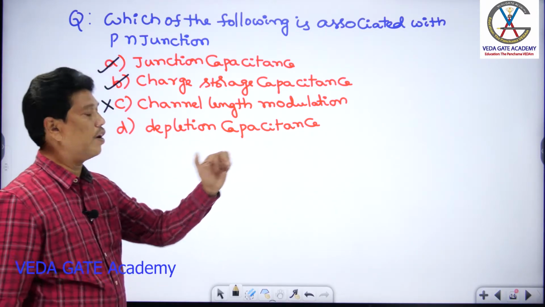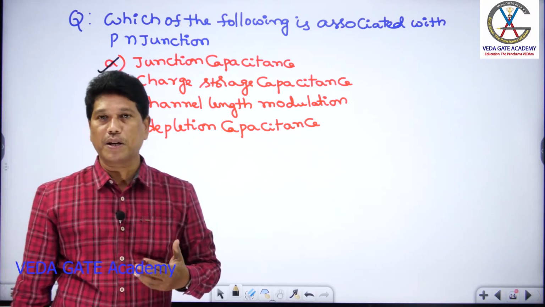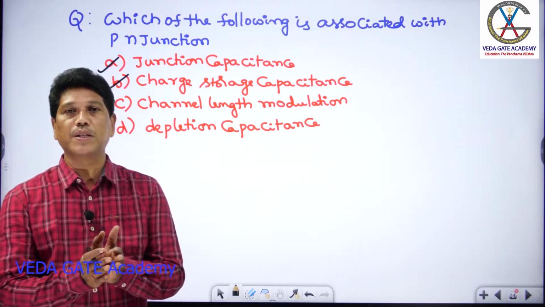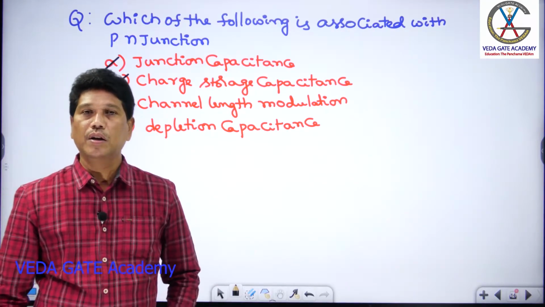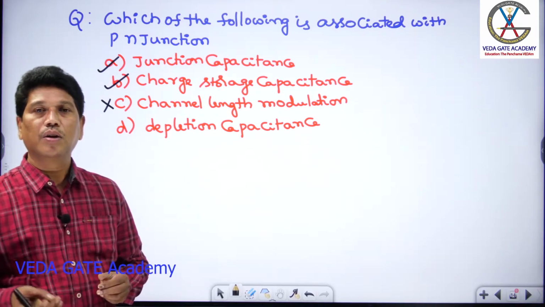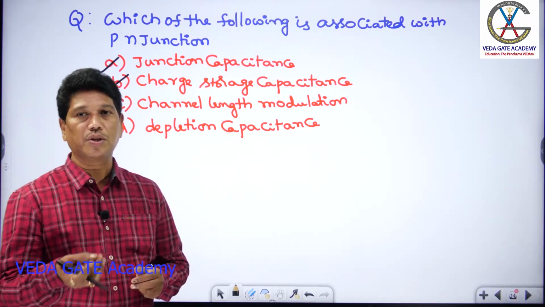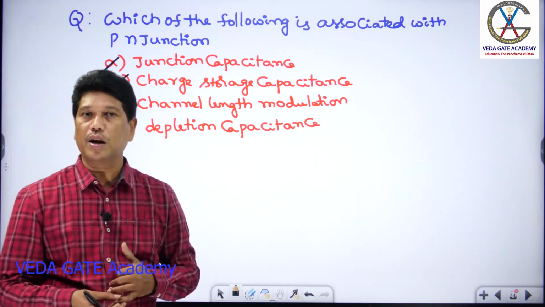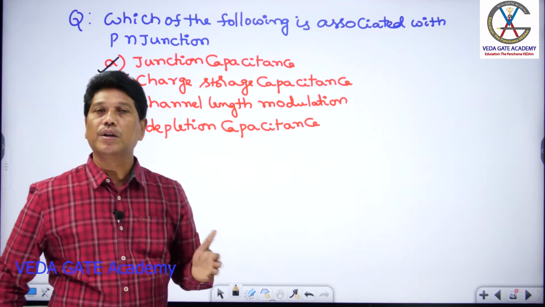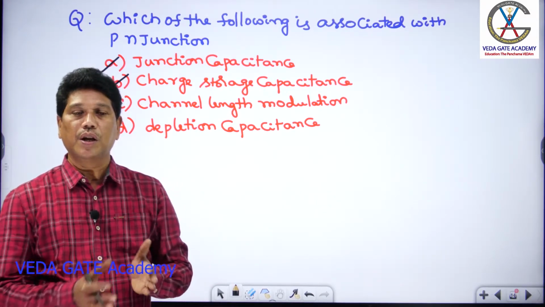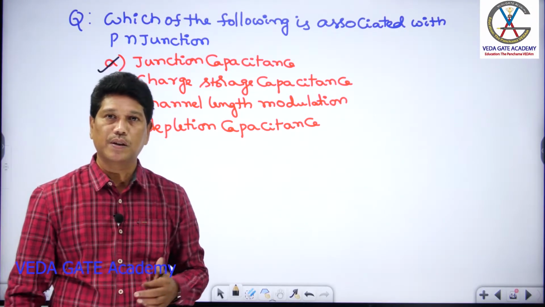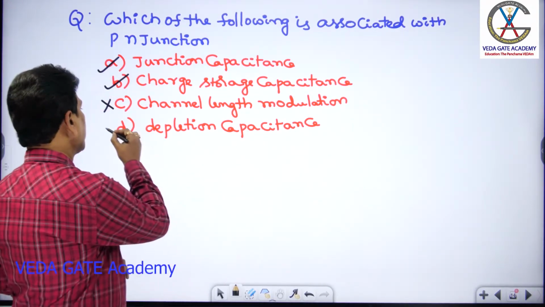Next one, depletion capacitance. It is also the capacitance considered by a PN junction under depletion, meaning removal of carriers from the junction. When the carriers are removed from the junction, that happens in reverse bias. So it is the junction capacitance, that is nothing but a depletion capacitance, related to the PN junction under reverse bias. So it is also related to the PN junction. It is also correct.